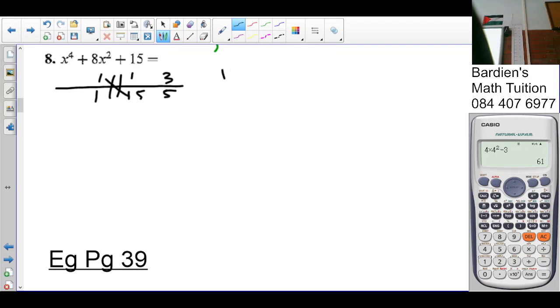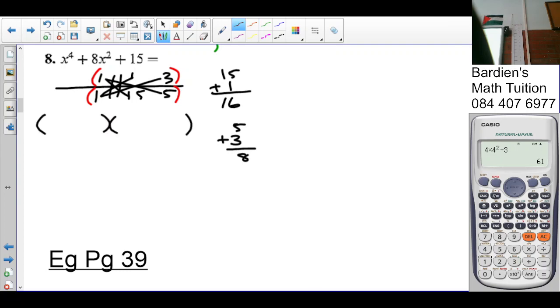Do I add the products or subtract the products? 1 times 15 is 15. 1 times 1 is 1. You add it, you get 16. 1 times 5 is 5. 1 times 3 is 3. You add it, you get 8. So in the brackets goes a 1 and a 3, a 1 and a 5. Okay. So what goes here? x squared. Why squared? Because that is x squared.